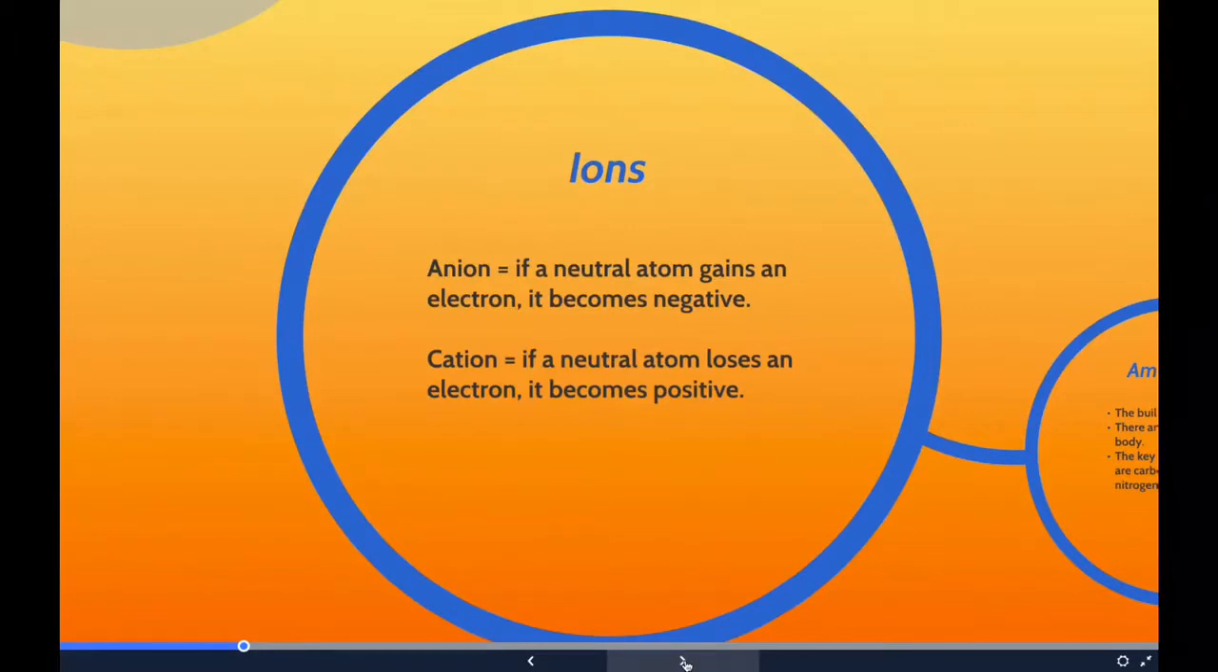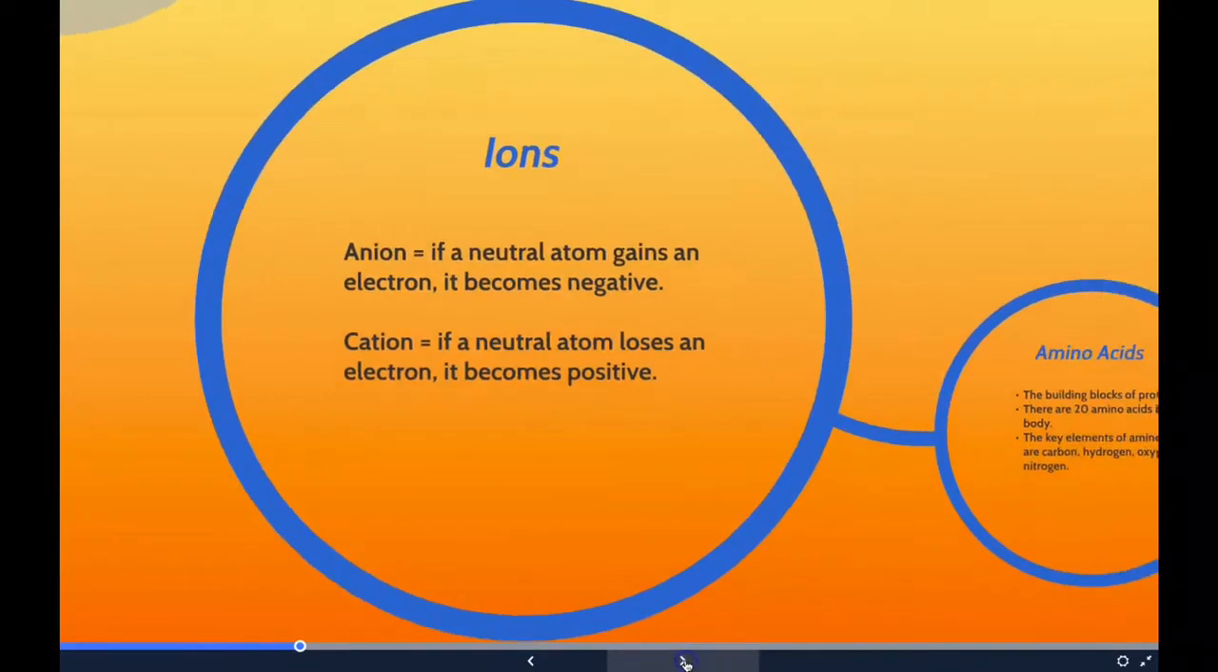Ions. If a neutral atom gains an electron, it becomes negative. This kind of ion is called an anion. If a neutral atom loses an electron, it becomes positive. This kind of ion is called a cation. Any atom with a charge is referred to as an ion.